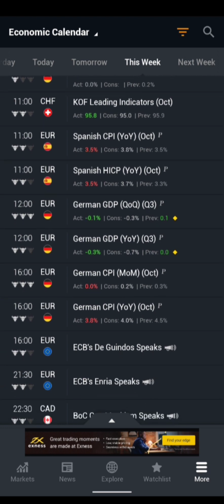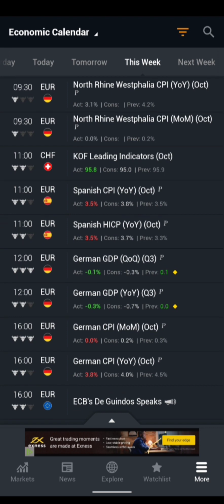Moving down, we have 12 p.m. Euro. We have German GDP quarterly, the third quarter gross domestic product quarterly. So it's three bulls. You realize some events have one bull, others have two bulls, and others have three bulls.